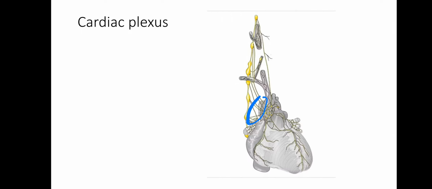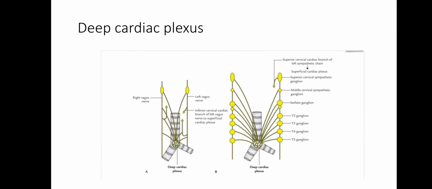The superficial cardiac plexus lies in front of the division of the pulmonary trunk. The deep cardiac plexus lies in front of the division of the aorta, the branching of the aorta. So I'll first talk about the deep cardiac plexus.